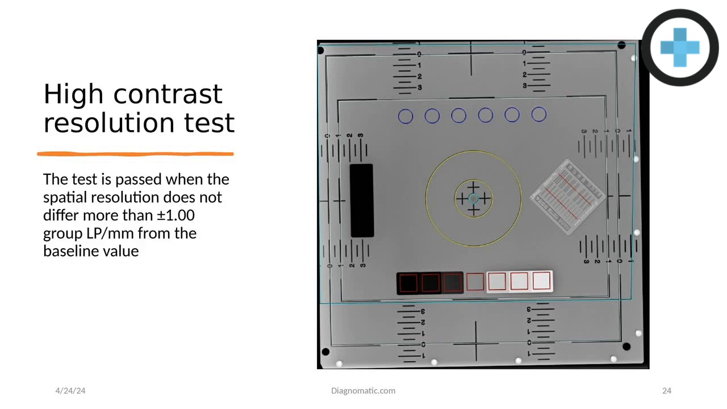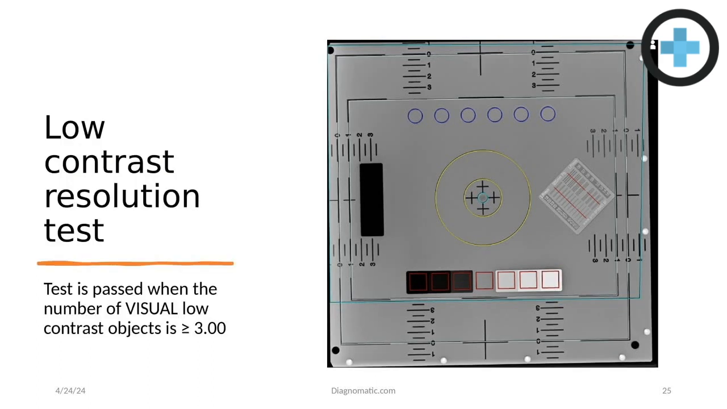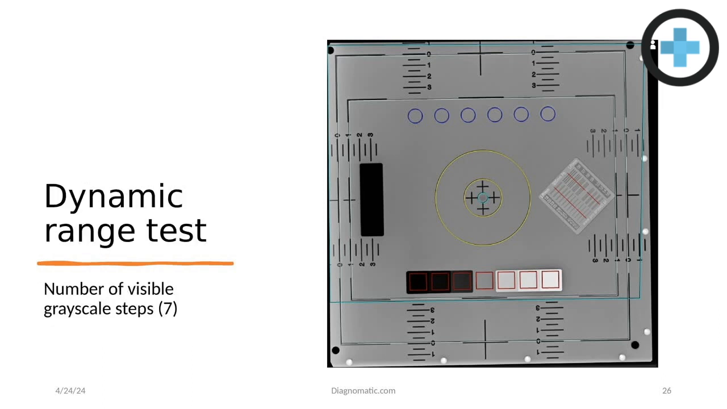Looking at the high contrast resolution test, this test is passed when the spatial resolution does not differ more than plus or minus 1 group line pair from the baseline value. The low contrast resolution test is passed when the number of visible low contrast objects is greater than 3. Here we have our dynamic range test, where we want to have 7 different grayscale steps visible.